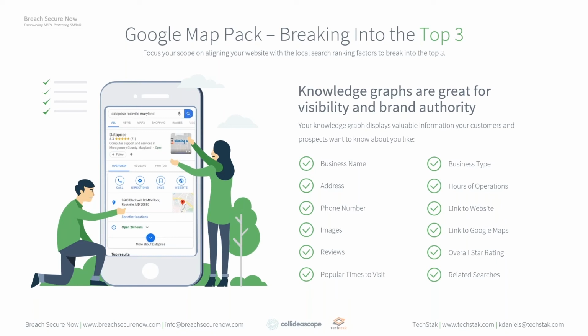Certainly getting things like your hours of operation, a link to your website, all of those types of things are going to be really important. And Google is pulling all of that information from your Google My Business listing. And so again, from a brand perspective, making sure that that's 100% accurate and you've filled out all this information is really important.